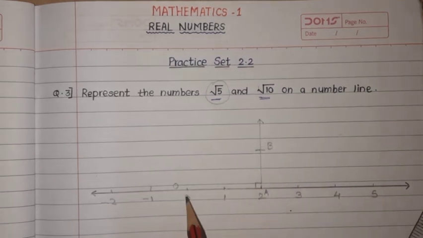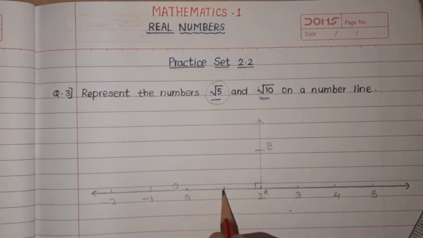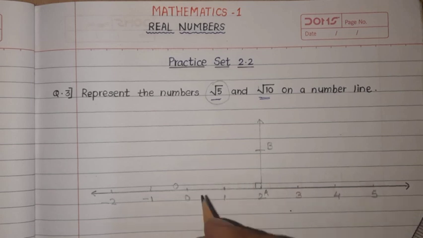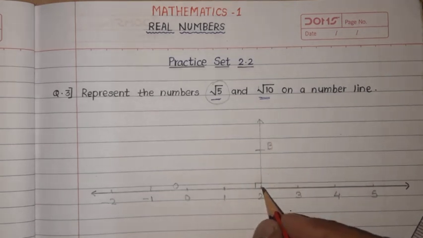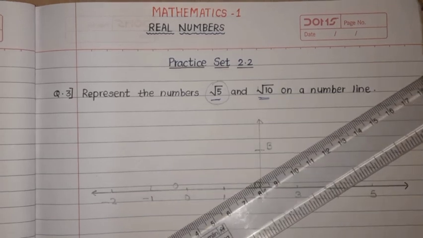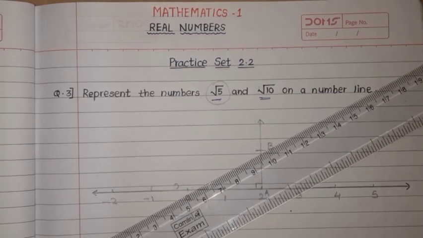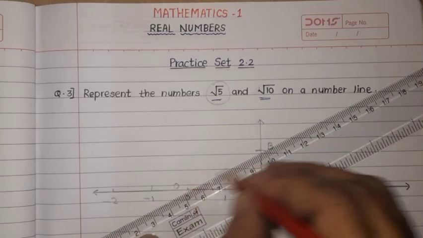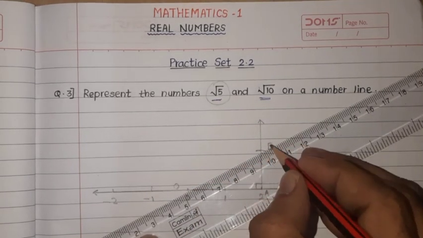Now we take a 0 to 1 distance as 2 centimeter. We can take any distance, but we have to take uniform distance everywhere. That means 0 to 1, 1 to 2, 2 to 3, same distance will be there, and same distance we have to take on this perpendicular line, and then we have to join this O with this point B like this.